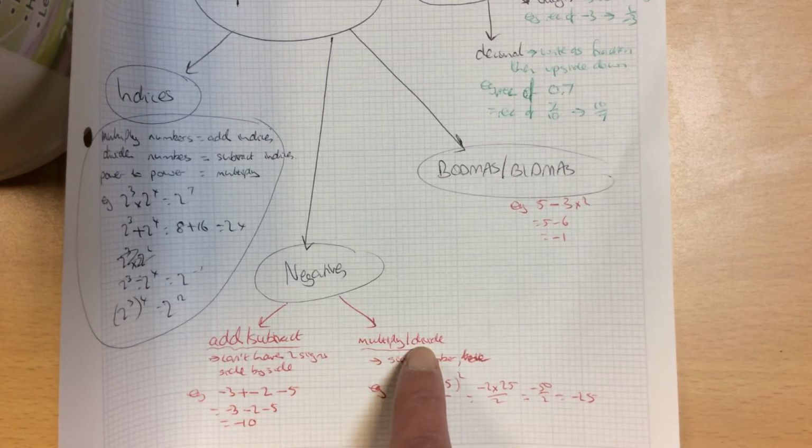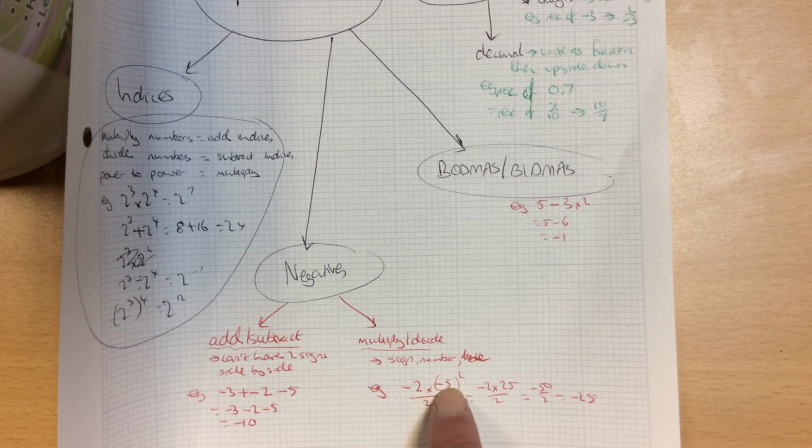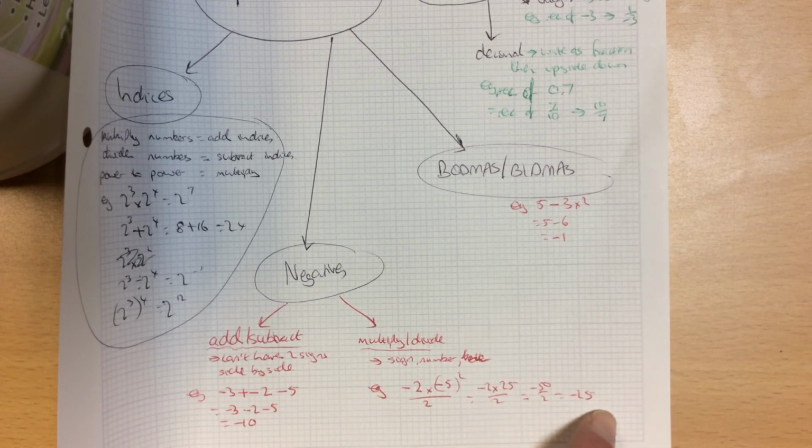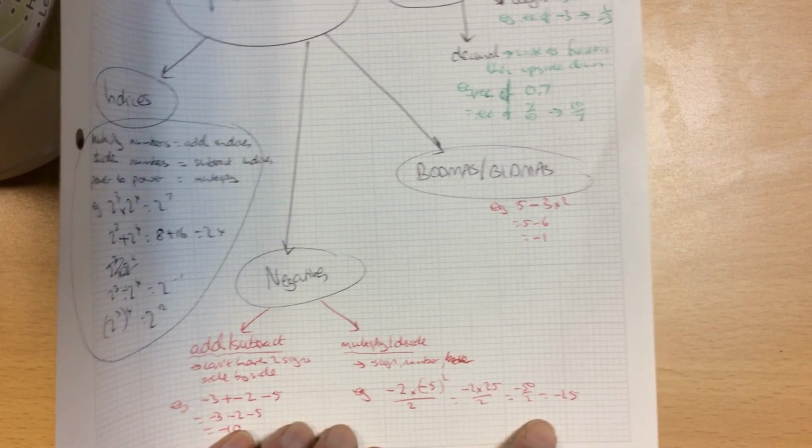Then multiplying and dividing. You do the sign first, then the number. So if you look at this wee sum here, do the power bit first. Minus 5 times minus 5 is a positive 25. The top line now becomes minus 50, divided by 2, negative 25. So the sign always comes first.